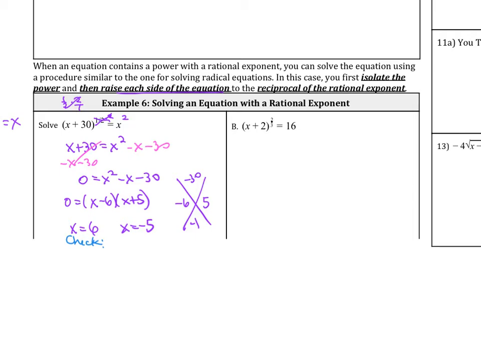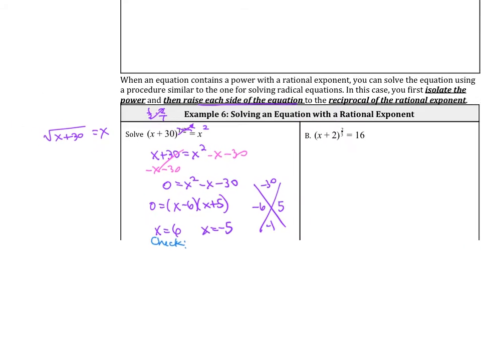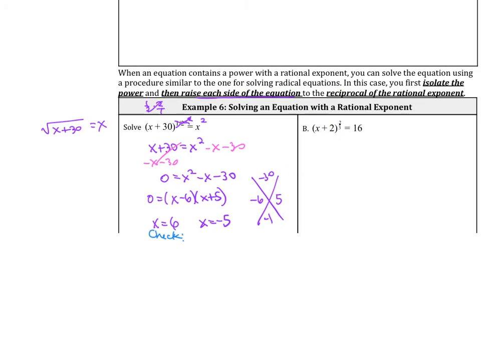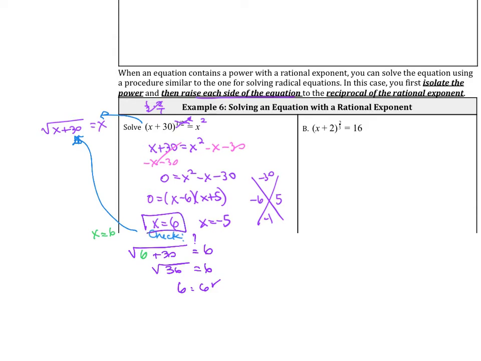So we're going to plug it into the original. Now, it might be helpful to write it in nth root form. So looking at this example here, let's plug it into here. Remember, this is the same thing. So let's check. Square root, we'll plug in x equals 6 first. So square root of 6 plus 30, does that equal 6? So square root of 36 equals 6? Yes, 6 equals 6. So x equals 6 is a solution.